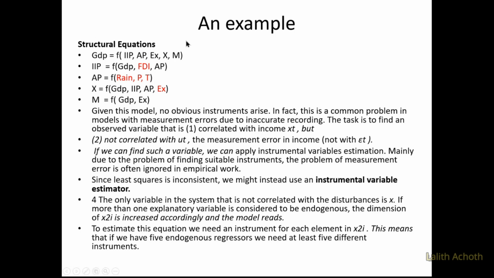Now, in this system of simultaneous equation models, you will notice I've marked certain variables in red. These variables which are marked in red are considered to be the exogenous variables. Foreign direct investment, decided outside the system, exogenous. Rainfall, decided outside the system, exogenous. Price, outside the system, exogenous. Technology, outside the system, exogenous. Exchange rate, outside the system. So now we have to do this.